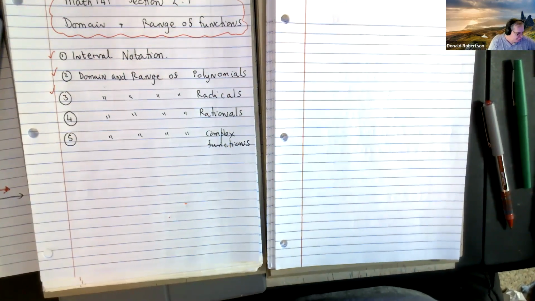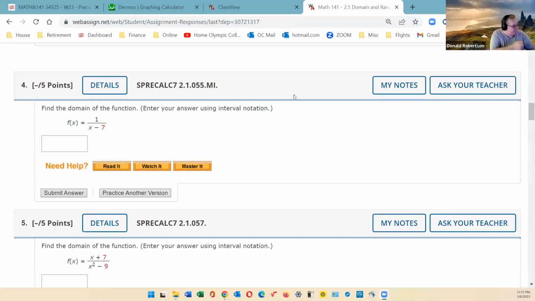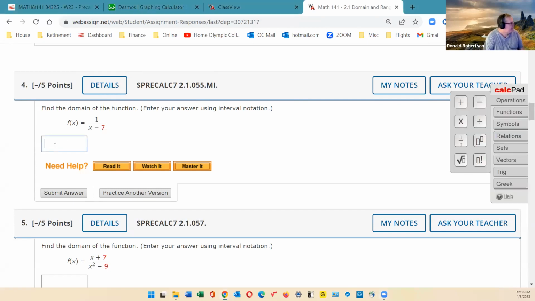So let's have a few moments and look at what the homework looks like, just so you get an idea of how they ask it and so on and so forth. Are you looking at question 4 right now? Is that what you see on the screen? Okay, good. Now, do you recognize a rational function? Very simple one. Would you look at it and say, hey, can't use 7? Agreed? Can't use 7.